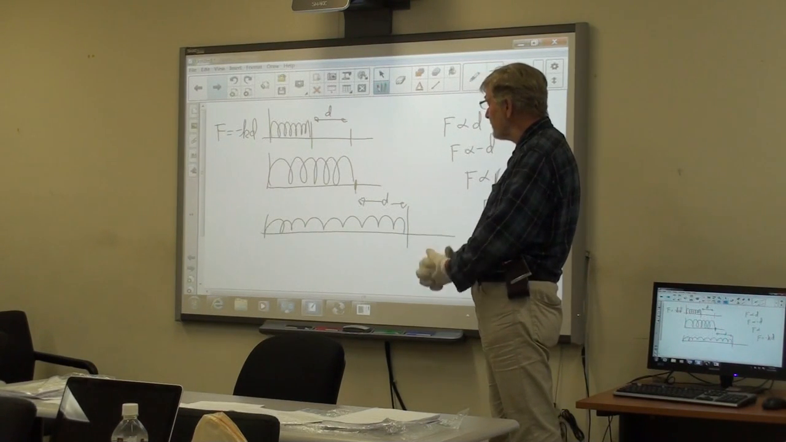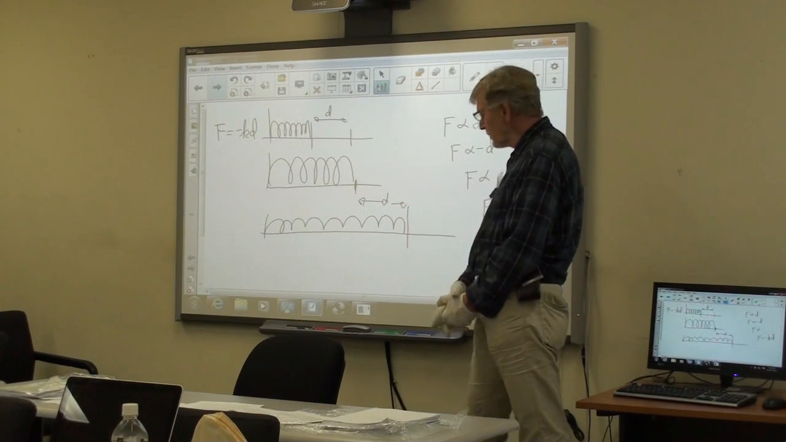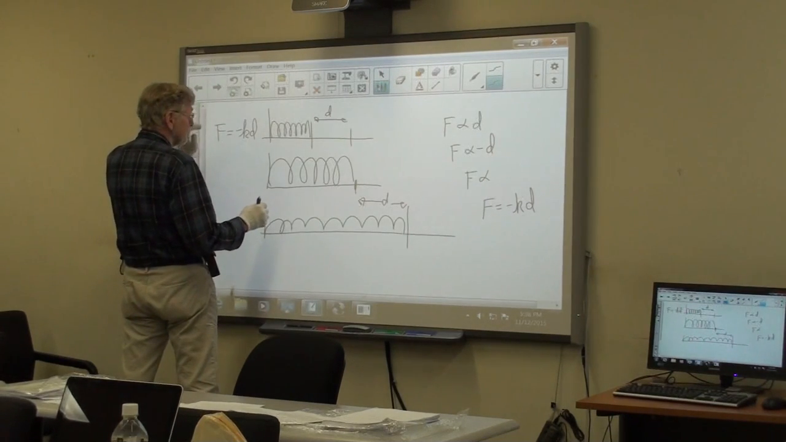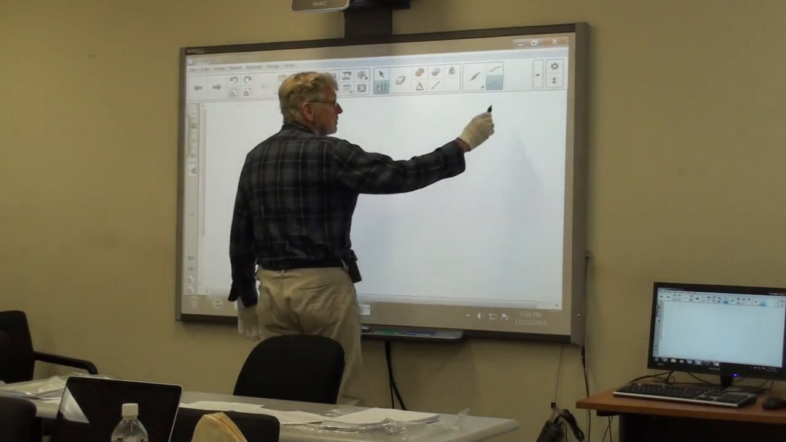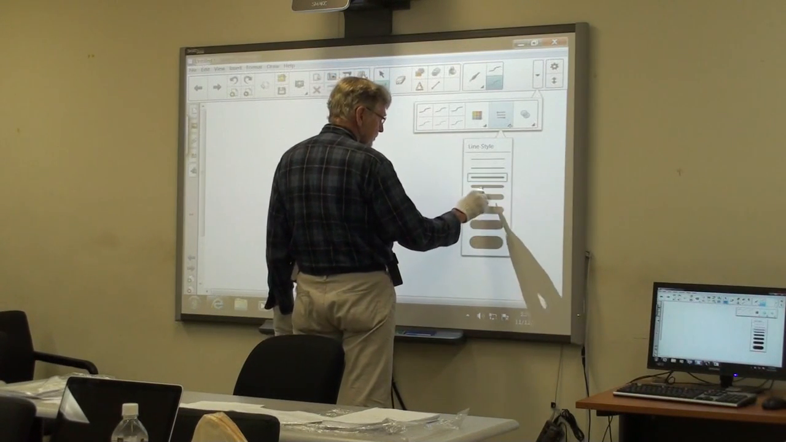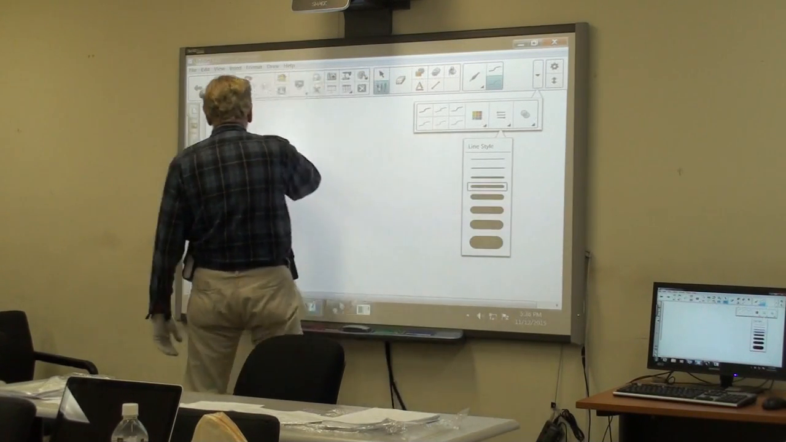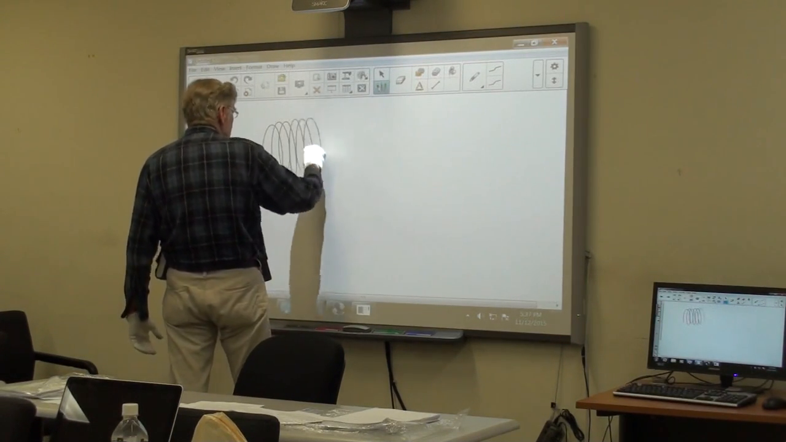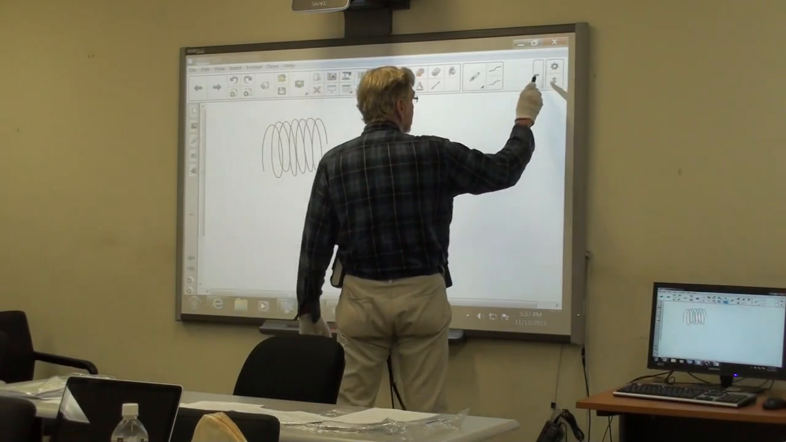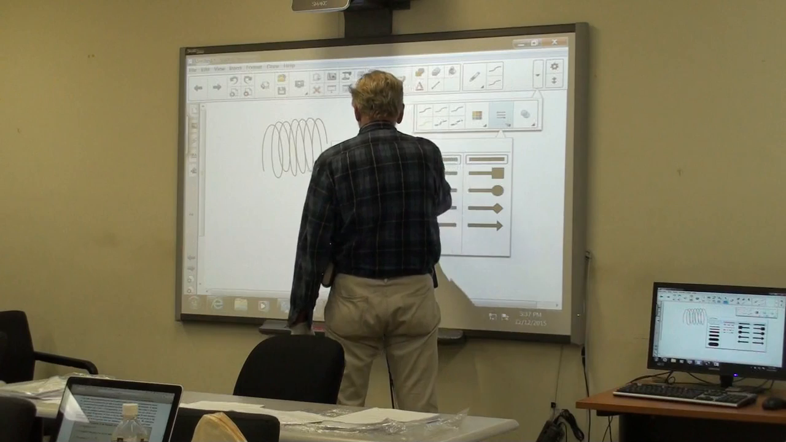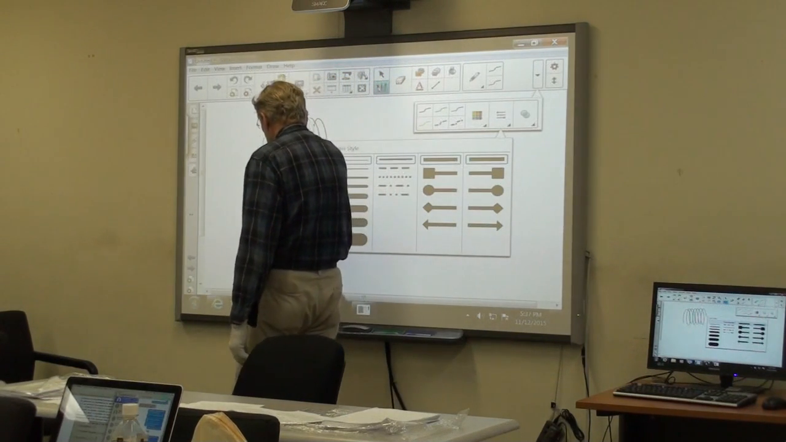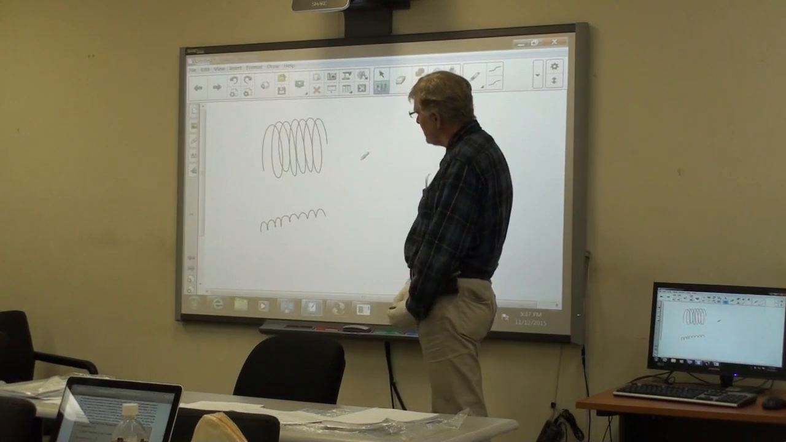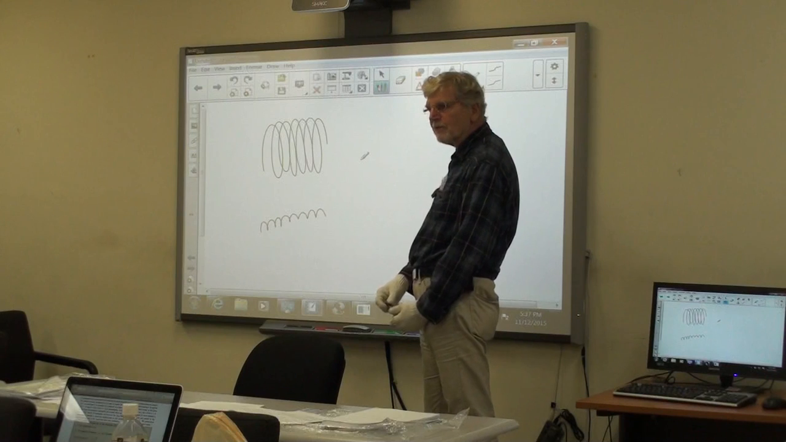Now, springs come in different stiffness. You have seen some big springs, big strong springs, that look like this. And then you've seen some thin springs that look like this. Now, do you think there would be a difference in the difficulty of compressing one of these springs or the other?